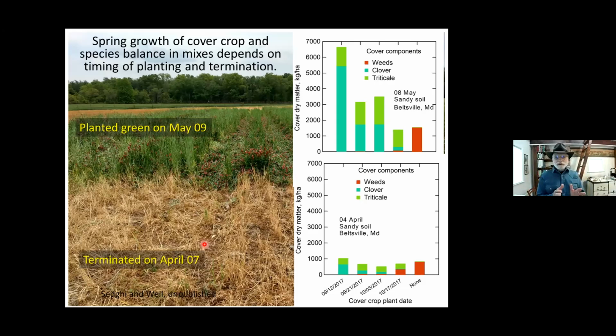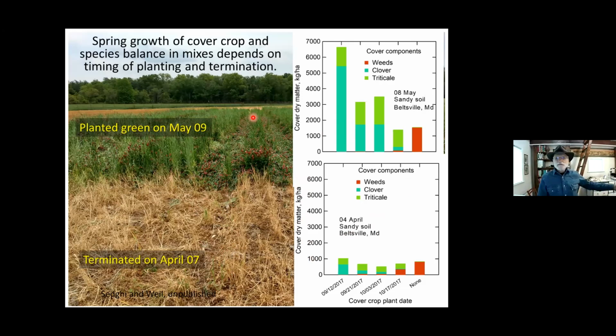What you're looking at in the picture here is a field that has just been planted, no-till planted to corn, planted green, at least in the part in the background on May 9th. The half in the foreground was terminated about a month earlier, so it's planted brown. And as you can see from the data here, this is the dry matter just of the clover. It's pretty obvious there's lots of clover in this.